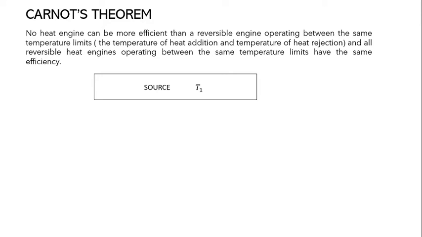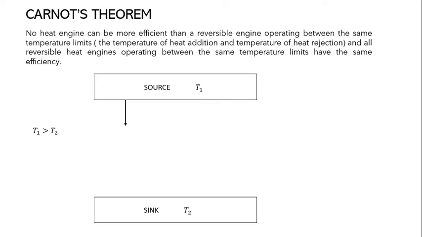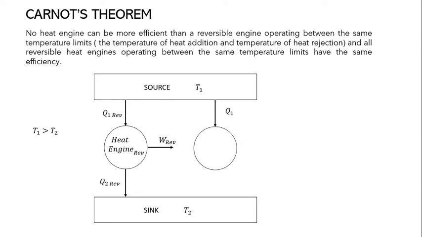So from the Carnot's theorem, we can say that if there are two heat engines between a source which is at temperature T1 and a sink which is at temperature T2, and if this is the reversible kind of heat engine, it draws Q1 reversible from the source and ejects Q2 reversible to the sink by delivering W reversible amount of work. And if we add another heat engine which is not a reversible type, and that heat engine extracts Q1 quantity of heat from the source and rejects Q2 quantity of heat to the sink by delivering W quantity of work, then according to the Carnot's theorem, the efficiency of the reversible heat engine is always greater than the efficiency of the normal or the non-reversible kind of heat engine.